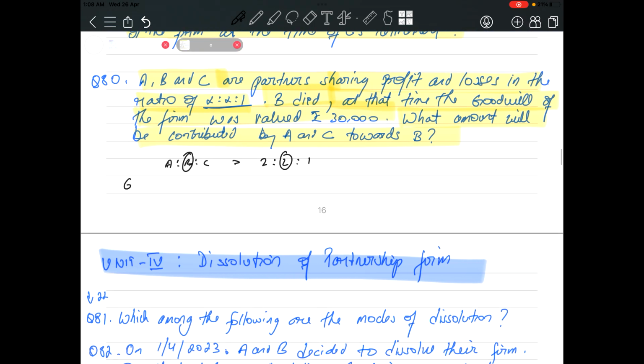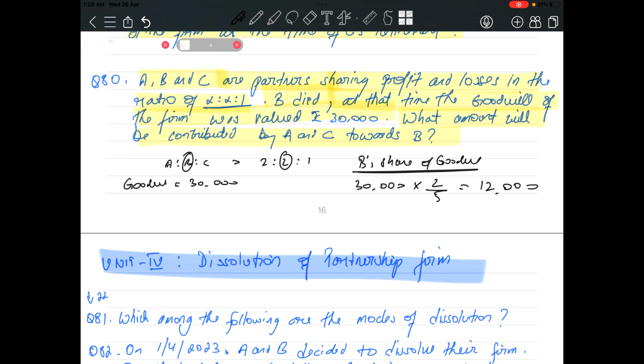Now the goodwill of the firm is how much? Goodwill of the firm is 30,000. So what will be B's share? B's share of goodwill will be 30,000 into 2 by 5. 30,000 into 2 divided by 5 will be 12,000. This 12,000 will be the share of B.